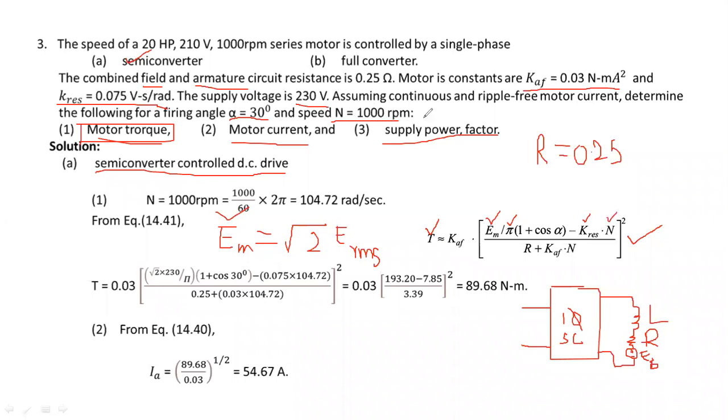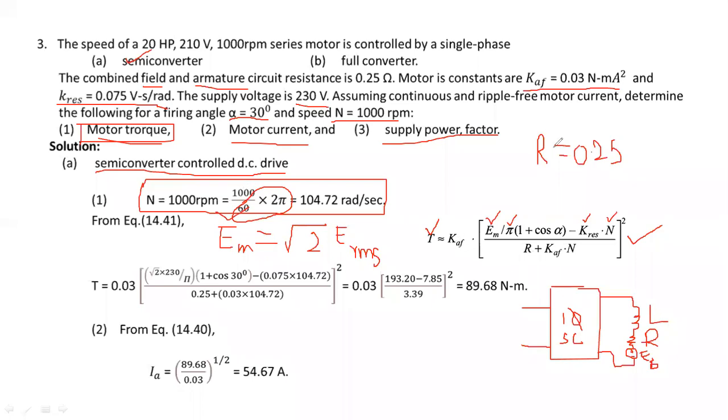But we have to convert this RPM into radians per second. The speed conversion is given here. In order to convert RPM into radians per second, we need to multiply by the factor 2 pi by 60. If we multiply by 2 pi by 60, the RPM will convert into radians per second. We know the speed now, which is 104.72 radians per second for 1000 RPM.